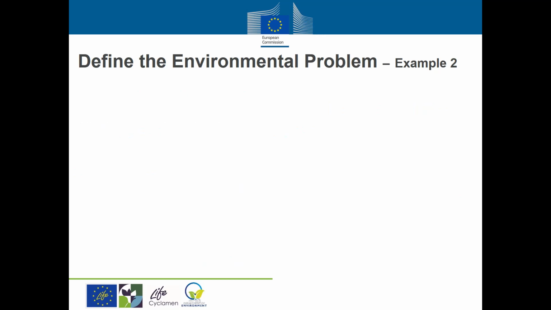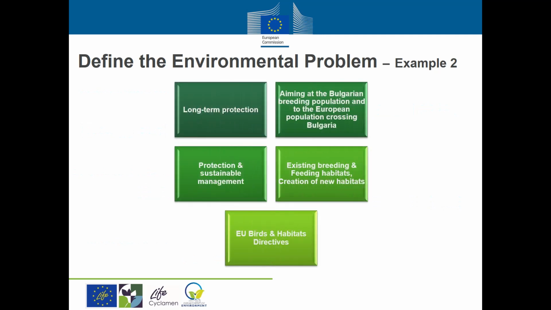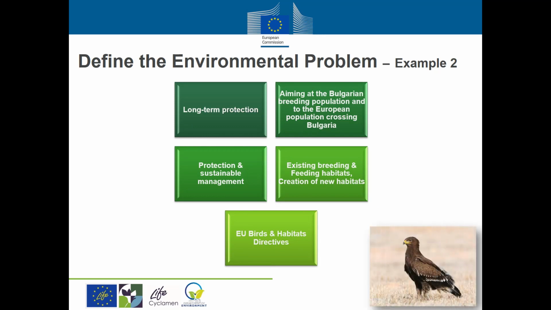The overall objective of the Life for Eagles Habitats project is to contribute to the long-term protection of the Bulgarian breeding population of the lesser spotted eagle and to the European population crossing Bulgaria during migration by securing the protection and sustainable management of its existing breeding and feeding habitats and by creating new habitats. The project will support the EU Birds and Habitats directives.